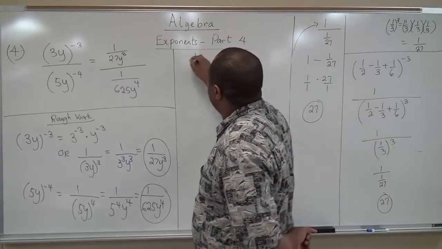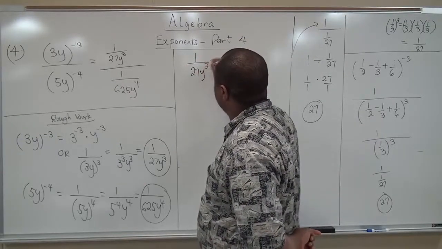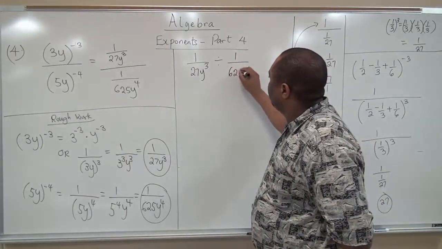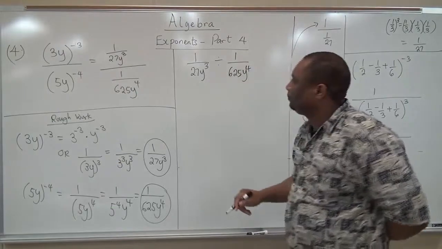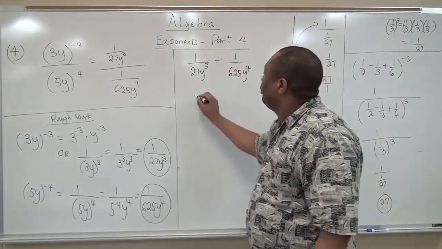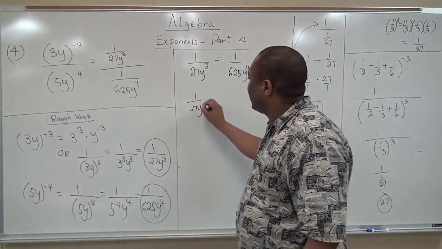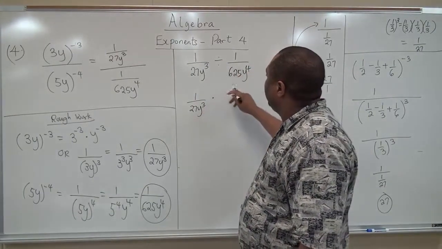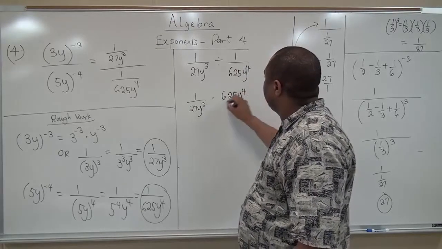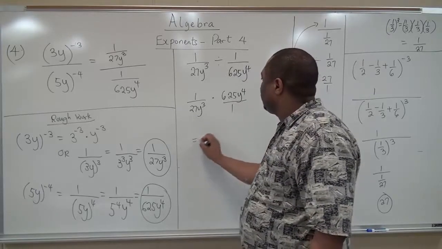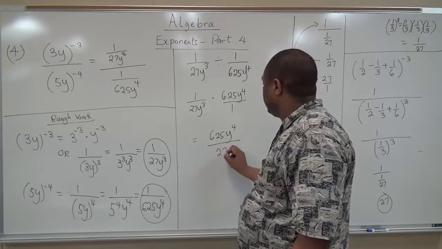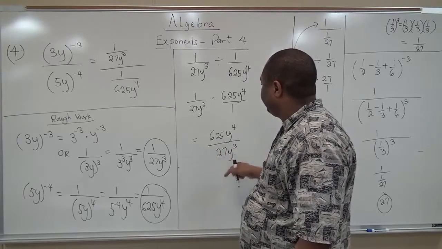We now have 1 over 27y cubed divided by 1 over 625y exponent 4. For division, when you convert it to multiplication, you flip the fraction on the right hand side. So this is times 625y exponent 4 over 1. And your answer becomes 625y exponent 4 all over 27y exponent 3.